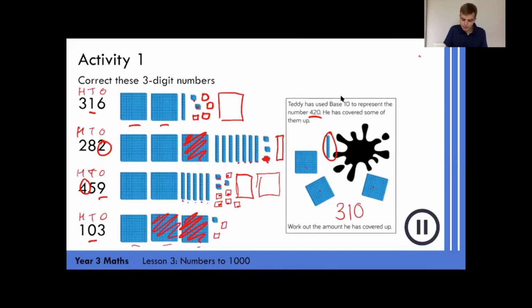So I'm going to do some taking away here. I'm going to do 420 take away 310 to work out. I'm going to do my ones first. 0 take away 0, 0. 2 take away 1. If I've got 2, take 1 away, left with 1. 4 take away 3, left with 1. So the number that he's missing is 110. So to draw it, you'd need another 100 and another stick of 10.